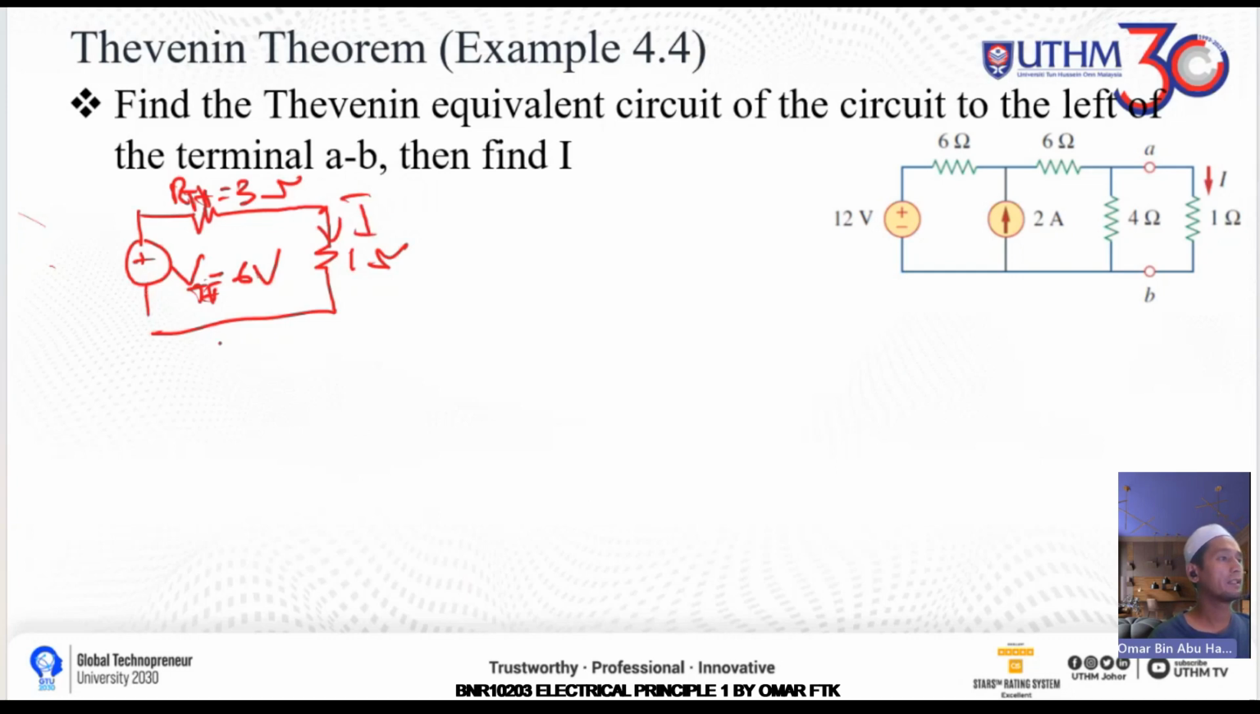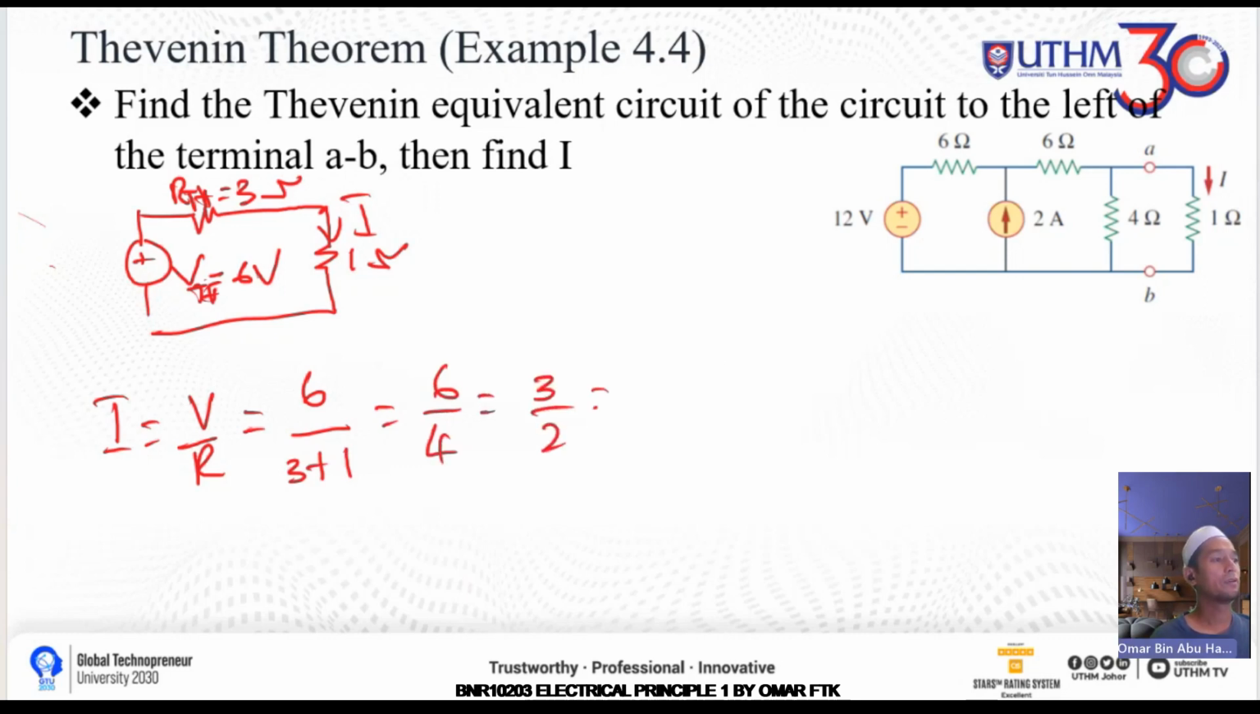Of course you can just get the value for I. I equals V over R, right? Where V is 6 and R is the total of the resistors in the circuit. So 3 plus 1, 6 over 4. So then you get 3 over 2 or 1.5 ampere. So this is the value for the current.